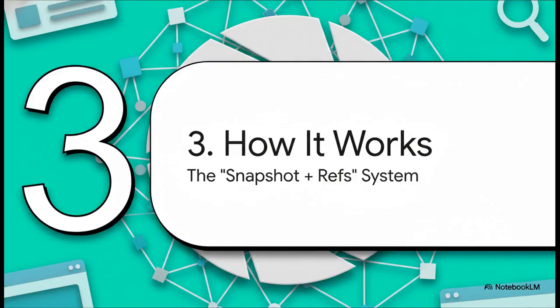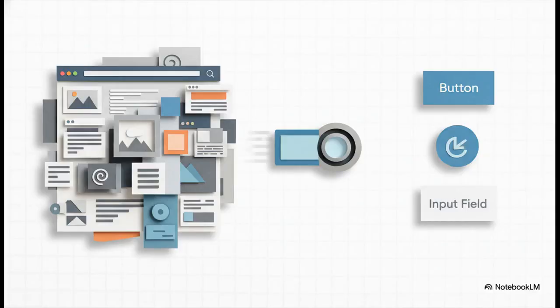Well, that brings us to the core innovation of Agent Browser. It's a system called Snapshot and Ref. This is the secret sauce. See, instead of force-feeding the AI that entire messy web page structure, Agent Browser takes what it calls a snapshot. It scans the page and creates a clean, simple, indexed list of only the things you can actually interact with. You know, buttons, links, input fields. Everything else just gets ignored.